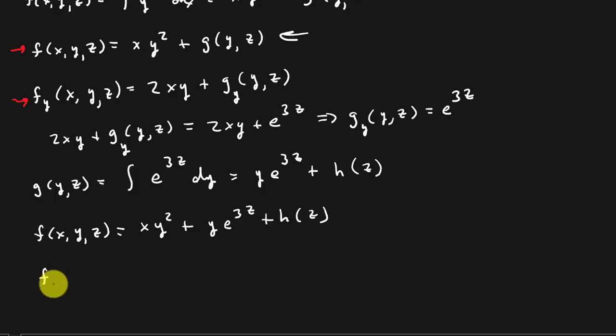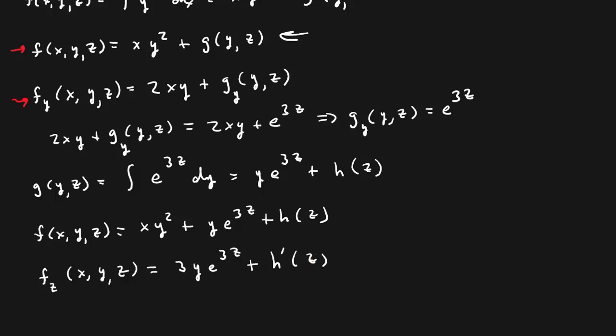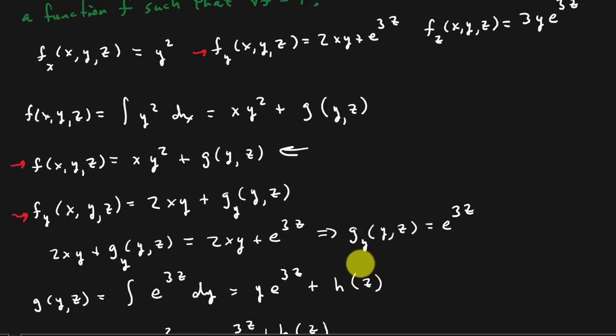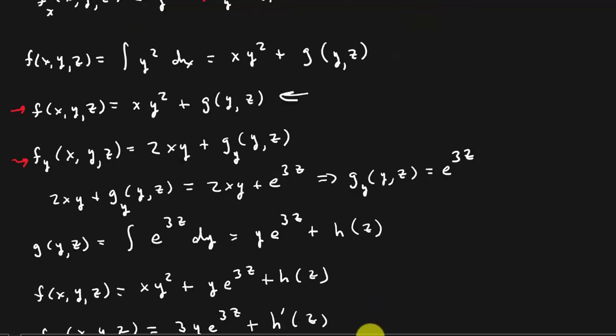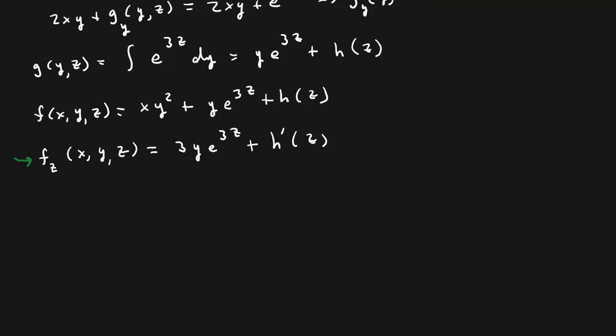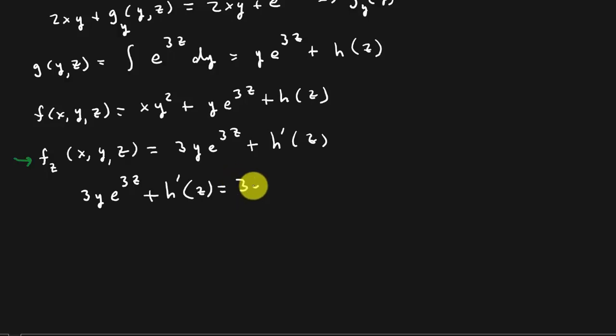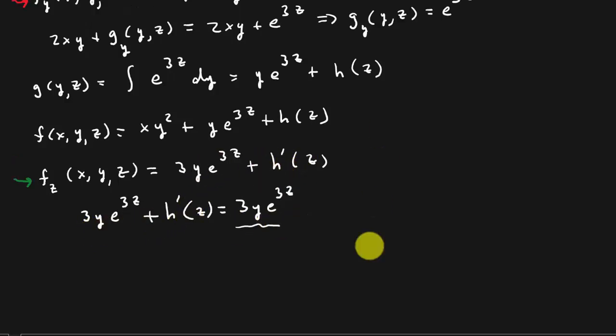We need to figure out what that is. So we're going to take the partial of f with respect to z. Okay. And so this is 0. This would be what? 3y e to the 3z plus h prime of z. Okay. Now, look at this. Let's see. We'll use this color. There's the partial of f with respect to z. And here is the partial of f with respect to z. So we're going to take this and set it equal to this. See? Take this one and set it equal to this one. So that's going to give me 3y e to the 3z plus h prime of z is equal to 3y e to the 3z. Okay, so this first part is this, and then this second part here is this up here.